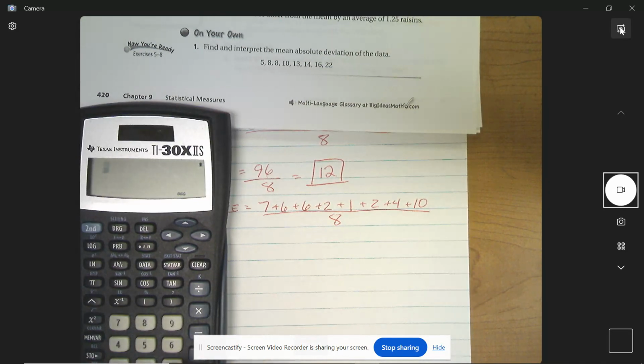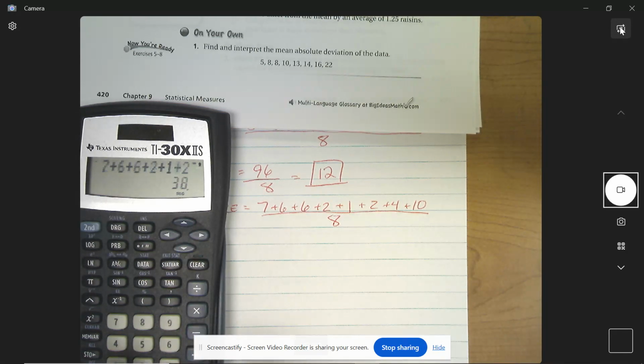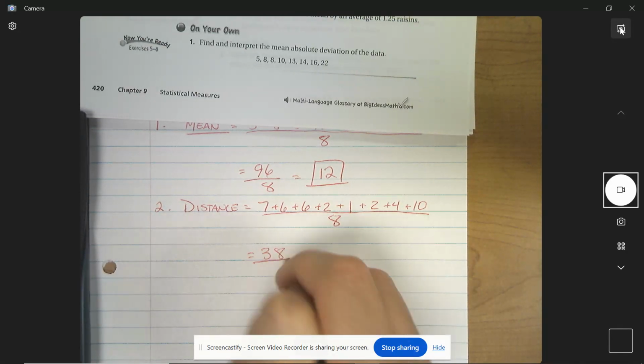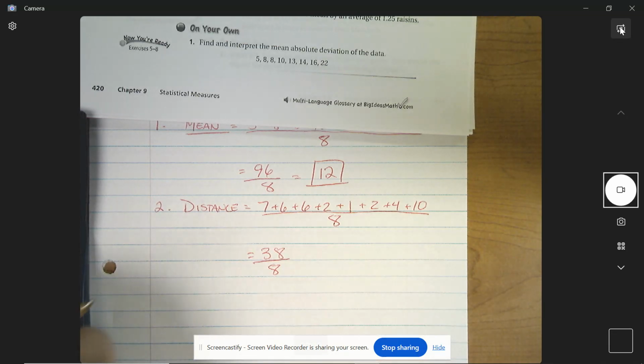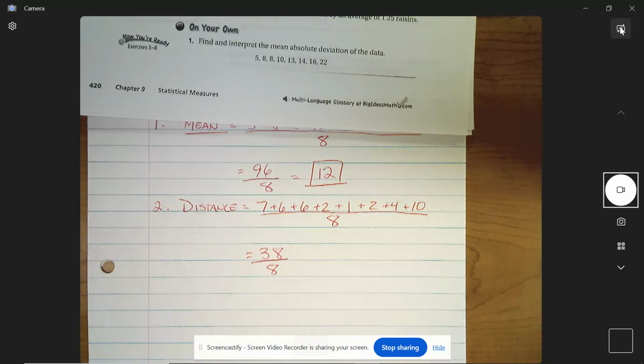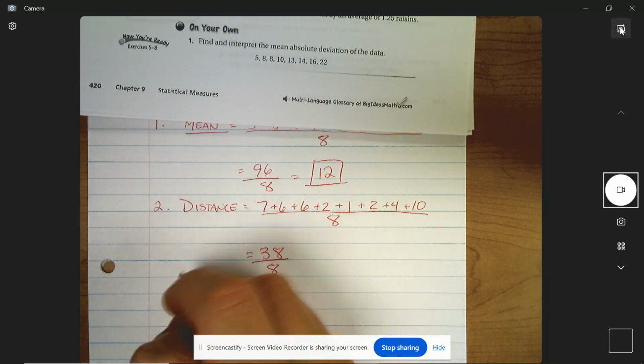Now this is where we're finding the mean absolute deviation part. So we're going to take 7 plus 6, 6, 2, 1, 2, 4, and 10. All together that's going to equal 38. We've got 8 different numbers there, so divided by 8. That is going to be step 3.